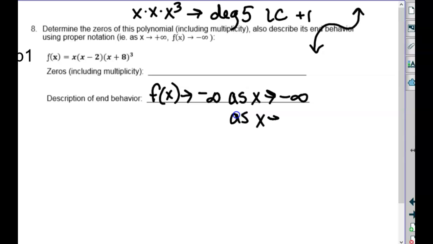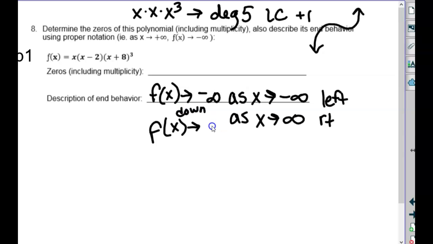And then to say the right, I say as x goes towards positive infinity, that one's right, this one's left. This one was down. And then f of x is up or down on the right? Up, so it's positive infinity. Anybody need me to go over that again? You remember the left, right, up, down, okay? This didn't actually ask for degree and leading coefficient, but that did help us determine end behavior.